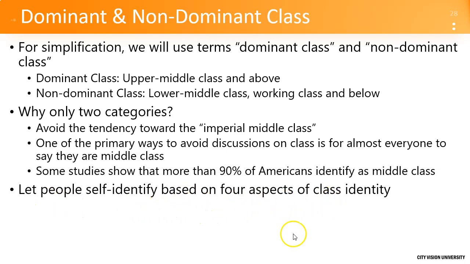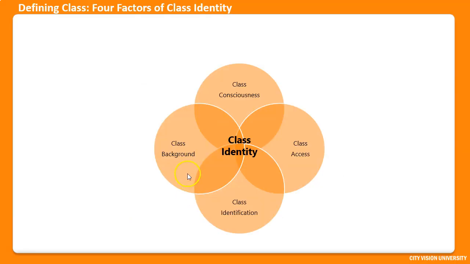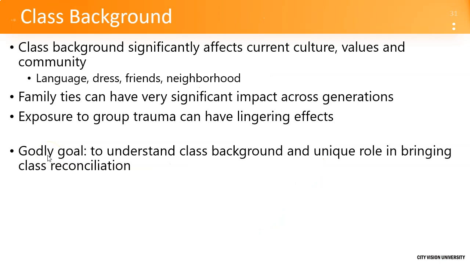is basically how I'm defining class. Probably the most important aspect of it is people self-identify. So there's 4 aspects of class identity. Class background, that's how you grew up. Class identification, I'll break that down. Class access and class consciousness. So class background, so that is going to significantly affect your current culture, your values, your community.